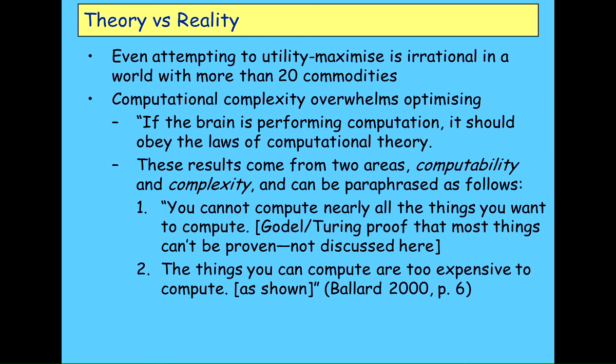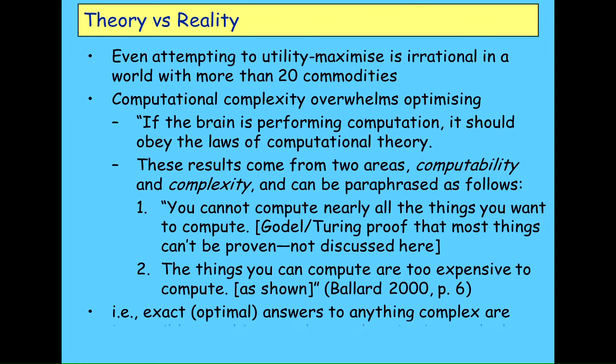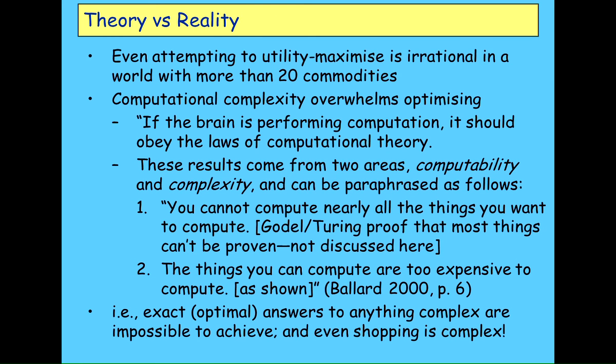The second law is the things you can compute are too expensive to compute. And that's what I've shown you. Even though you could solve that problem, the computing power you'd need exceeds the size of the universe. So it's not going to happen. So therefore you've got to work within those constraints. And that's the way that computer scientists work. You've learned a lot more about human behaviour by studying computing than you will by studying economics.